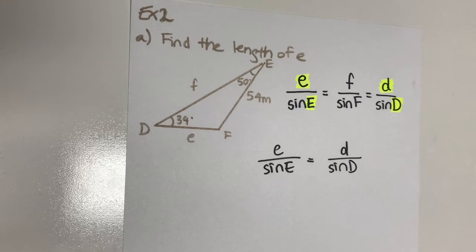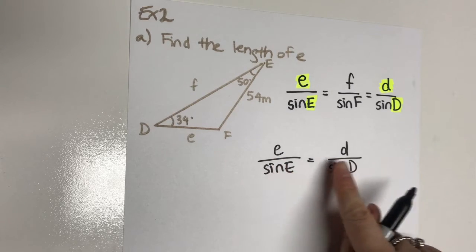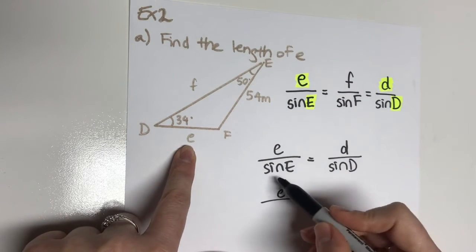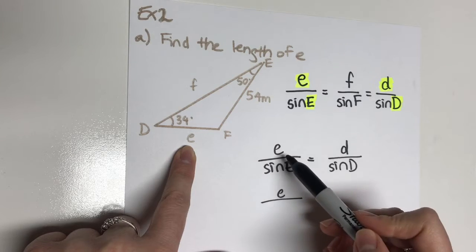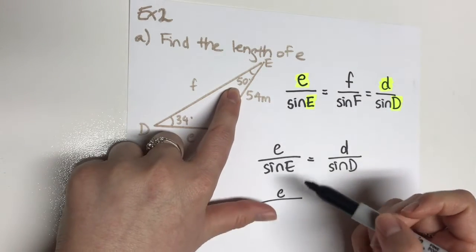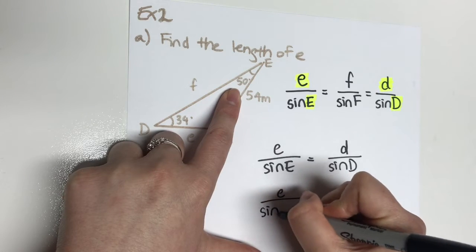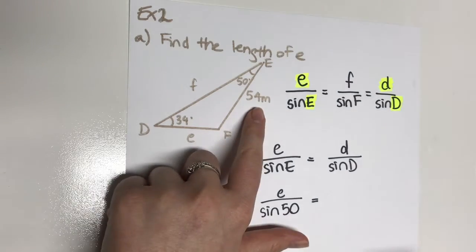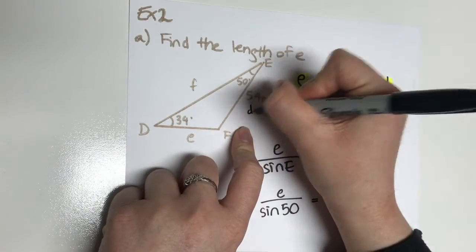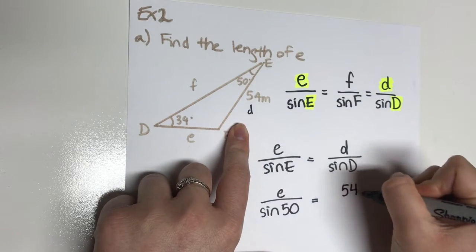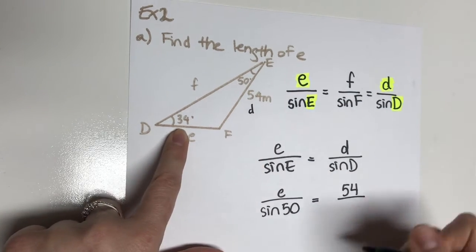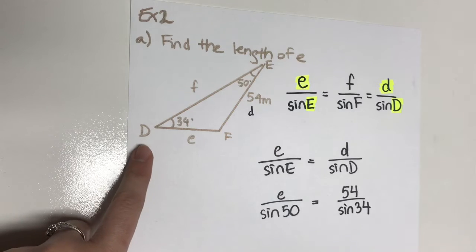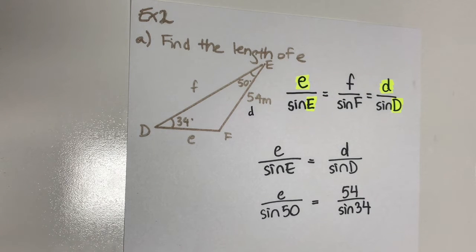Next, I'm going to substitute the values that I know and the values that I'm looking for. I'm looking for side length e, so I'm going to keep that a variable. I know angle E is 50. Then I know that side length d is 54. And I know that angle D is 34. So that's all the information that I know.